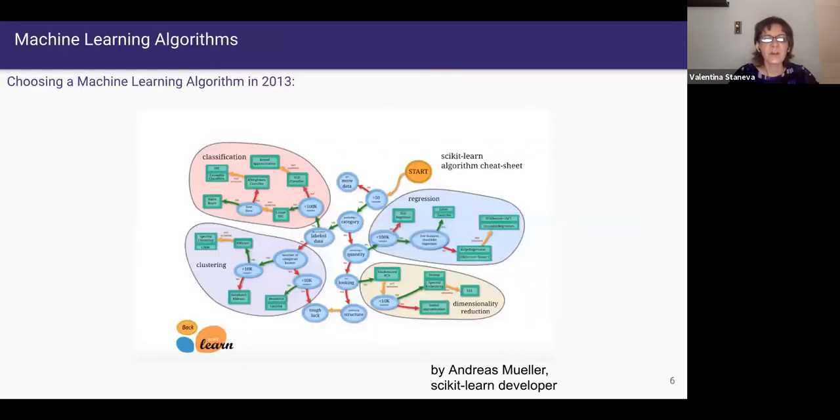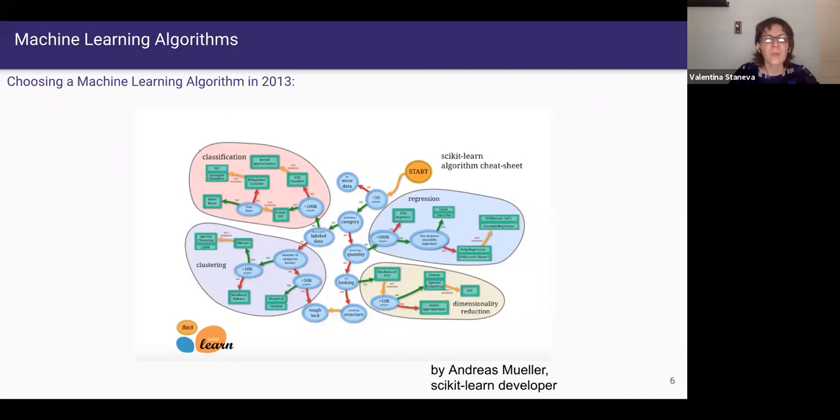So next, I want to share this picture that some of you may have seen. It's quite popular. This is a graph that was created in 2013 about how to choose a machine learning algorithm. Everybody wants this kind of guide, right? We just want somebody to tell us what we should do.